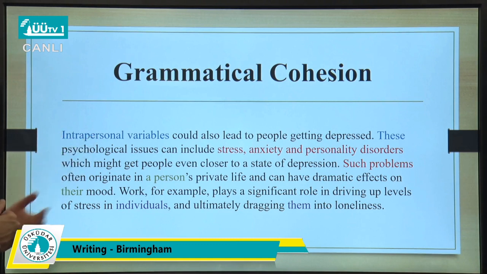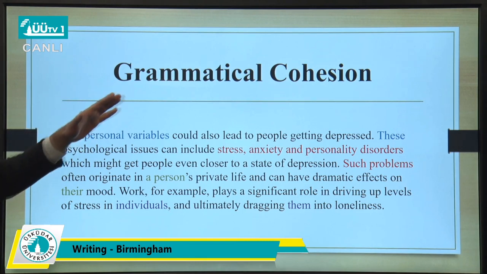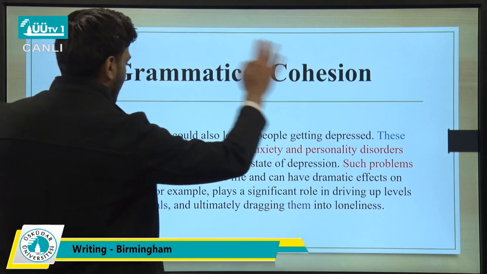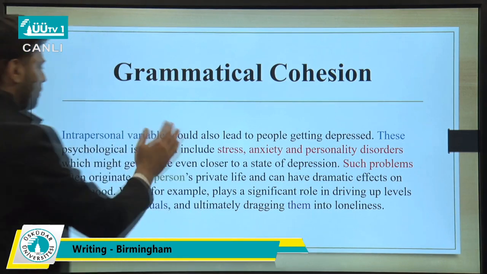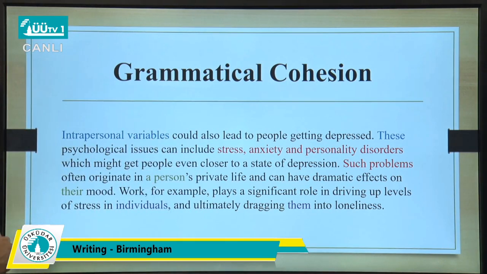Let's see. The words in blue, for example: interpersonal variables could also lead to people getting depressed. These psychological issues, and so on. So you can probably guess, this refers back to the subject of the preceding sentence, which is interpersonal variables. You can figure out that this pronoun has a referent, which is hidden in its previous sentence here.